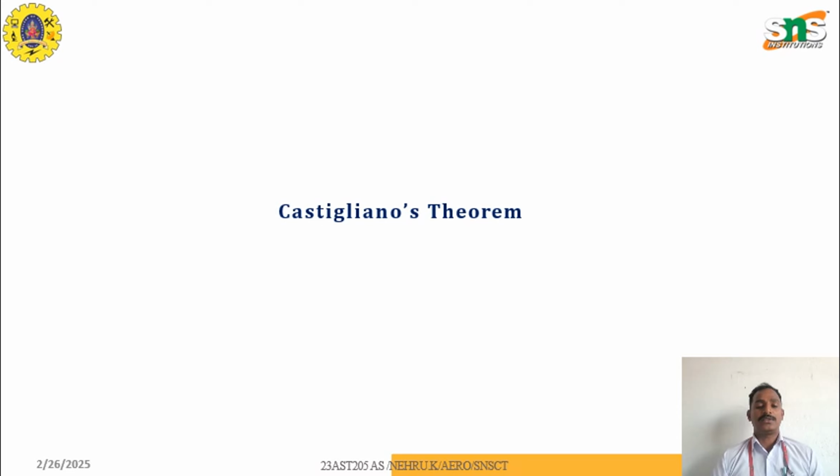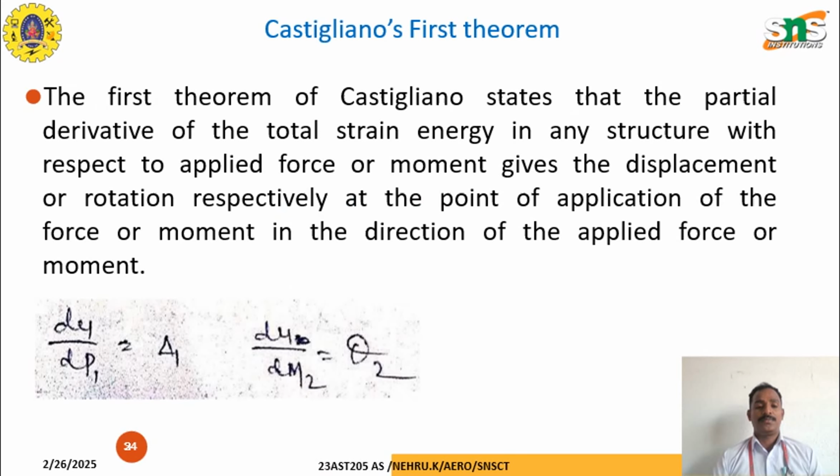Now coming to Castigliano's theorem. In Castigliano's theorem, we have two things: the first theorem and the second theorem. The first theorem of Castigliano states that the partial differential of the total strain energy in any structure with respect to the applied force or moment gives the displacement or rotation respectively at the point of application of the force or moment, in the direction of the applied force or moment.